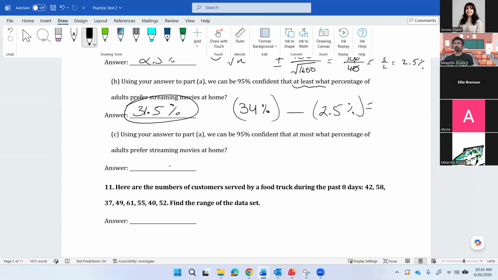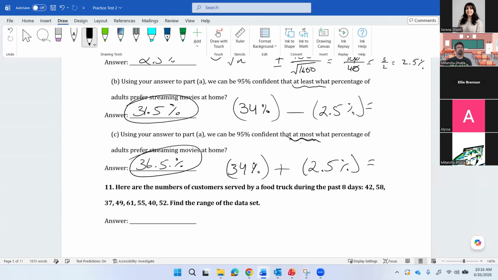Part C is saying we can be 95% confident that at most what percentage of adults prefer streaming movies? Well, same thing. I know that 34% prefer streaming movies, and at most would mean I would add my margin of error, and that gives me my 36.5%.